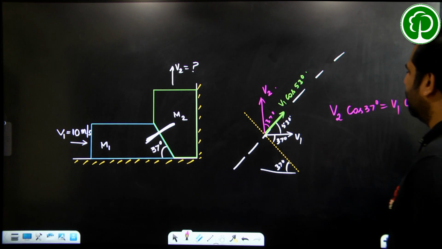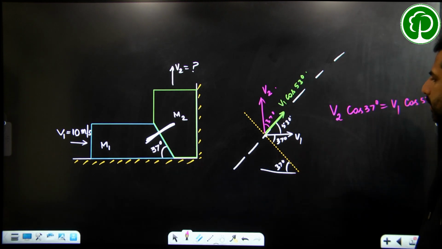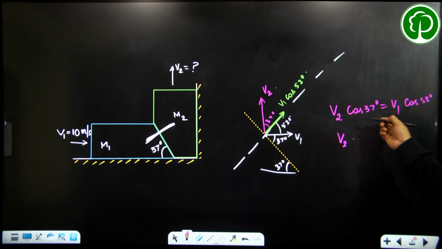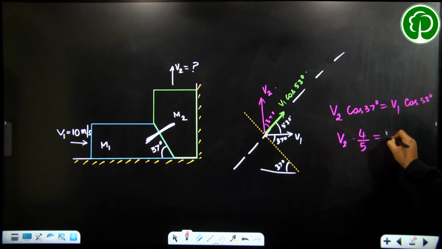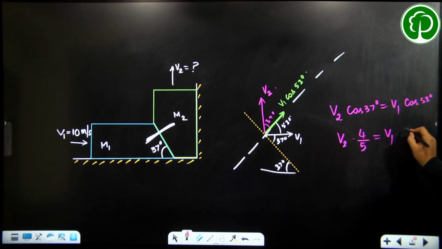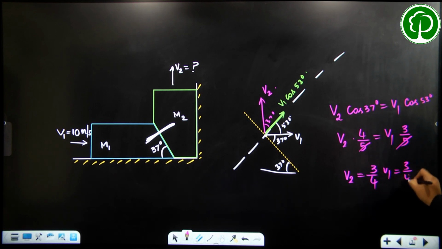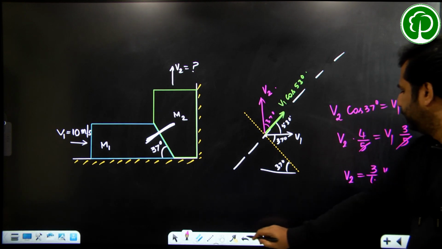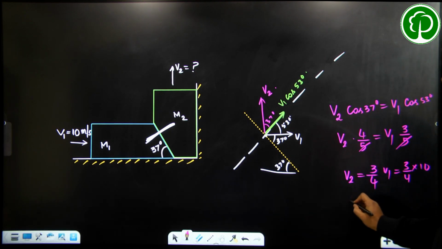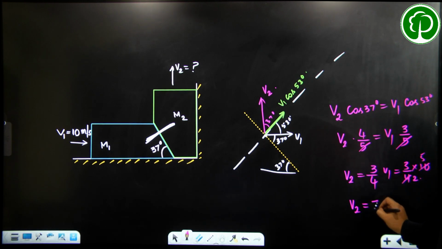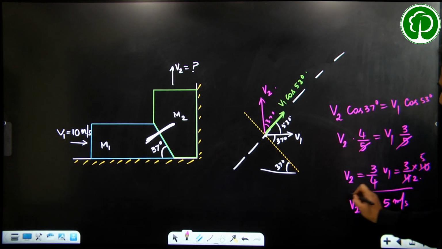V2 cos 37 is equal to V1 cos 53, or sin 37, anything is fine. Cos 90 minus 37, I can write it as sin 37. So V2 into the value of cos 37, which is 4 by 5, is equal to V1 into the value of cos 53, which is sin 37, that is 3 by 5. So 5 is gone. V2 is 3/4 of V1, that is 3/4 of 10. So V2 is 15 by 2, which is 7.5 meter per second in the upward direction, obviously.